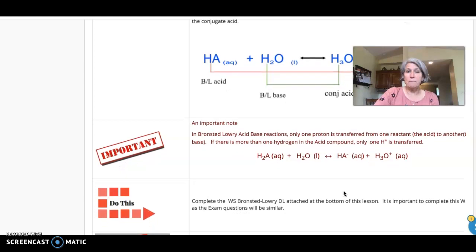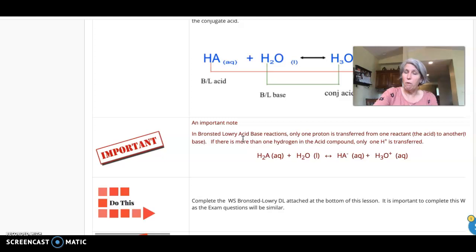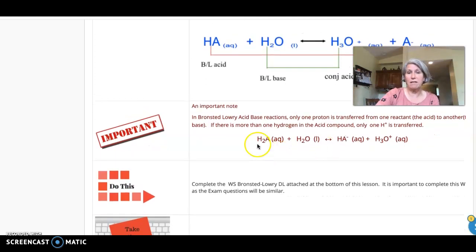So, it is important to note that in Bronsted-Lowry acid-base reactions, only one proton is transferred from one reactant, the acid, to another, the base. If there's more than one hydrogen in the acid compound, only one proton moves at a time. So if we had something like H2A here going with water, this would become HA minus plus H3O plus. So it donates one proton at a time.